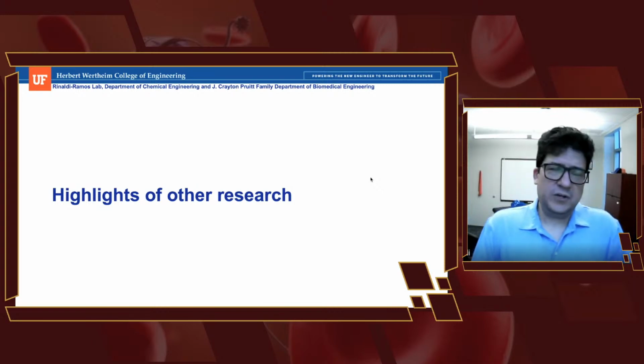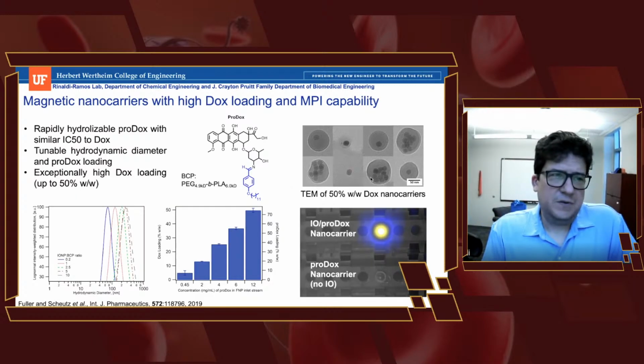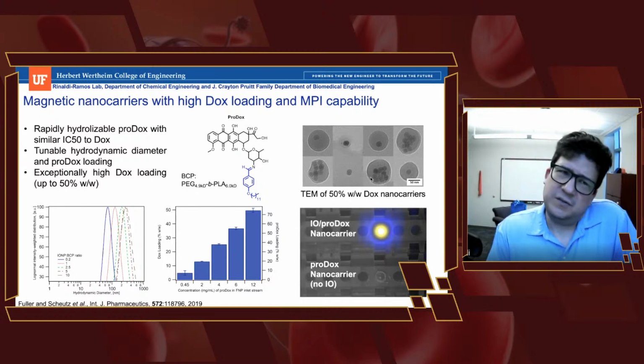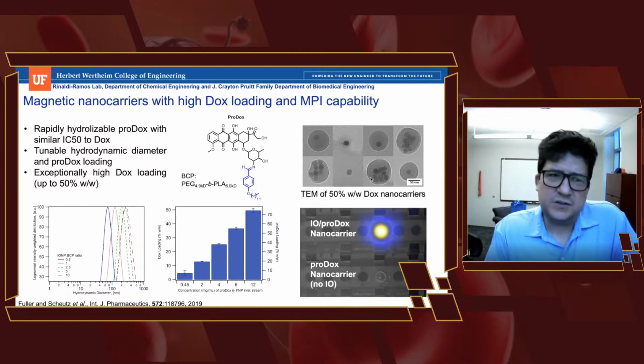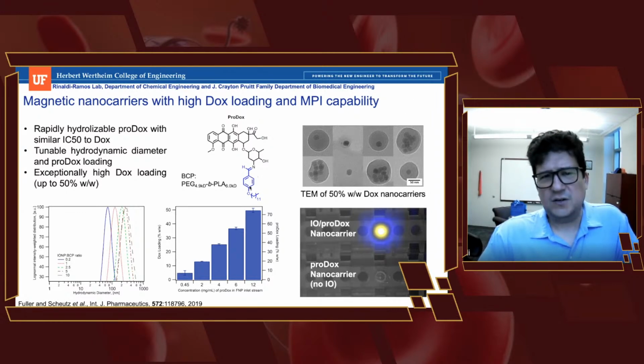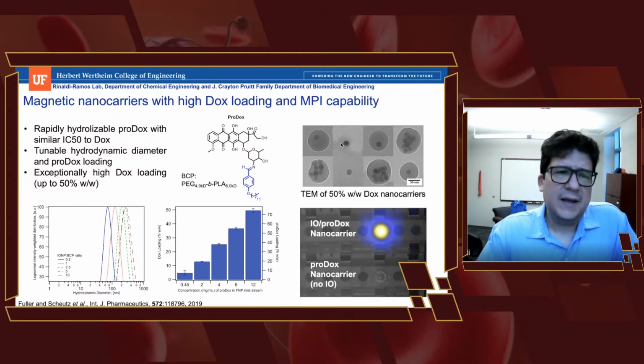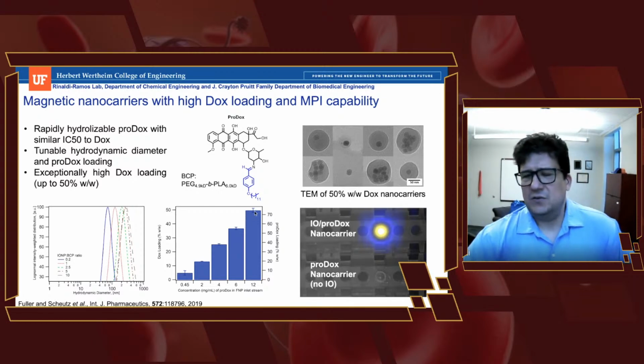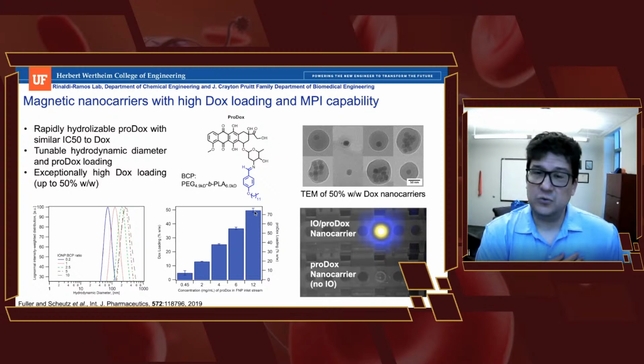Before I finish, I'm going to highlight a few other examples of my research. We've also worked on formulating magnetic drug carriers that have MPI capabilities. These, for example, have a doxorubicin prodrug that hydrolyzes readily, but the prodrug is used to increase the hydrophobicity of doxorubicin, which seems counterintuitive, but really enables us to encapsulate them using flash nanoprecipitation at drug loadings that are as high as 50% by mass. So the particles are 50% by mass doxorubicin.